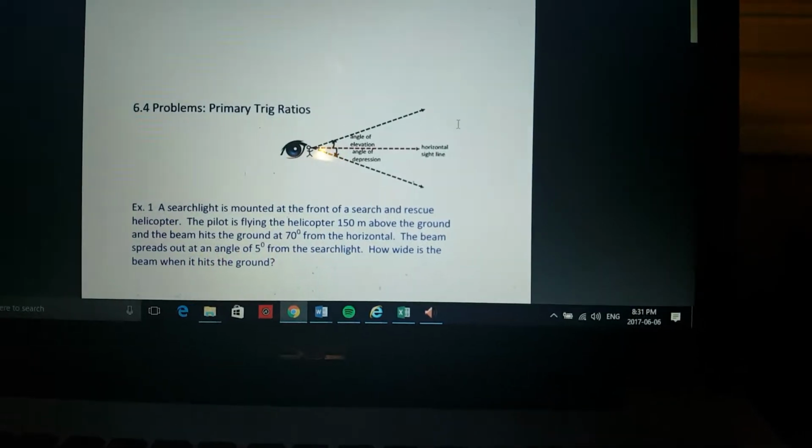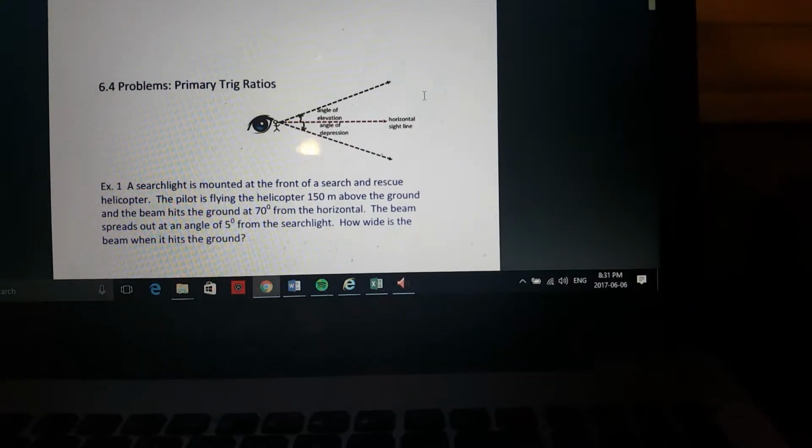If they're saying that the beam hits the ground at 70 degrees from the horizontal, we're talking about an angle of depression. So a 70-degree angle of depression. The light shines down. Here's my light, and it shines down at an angle of 70 degrees from the horizontal. It doesn't mean that this is 70 degrees with the ground here. It means that this is 70 degrees from the horizontal. Then it says the beam spreads out at an angle of 5 degrees from the searchlight. How wide is the beam when it hits the ground?